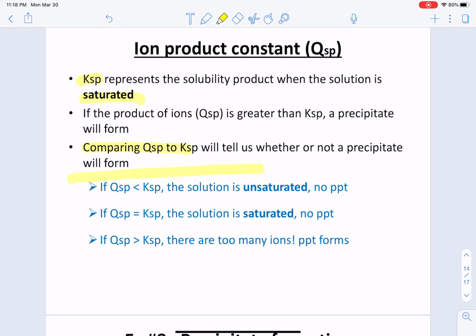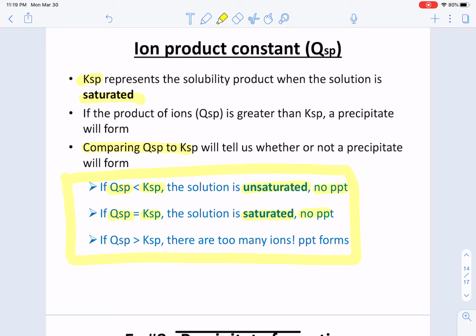If I were you, I'd probably take this information here, pause the video, and jot this down into my notes. So if we have the second bullet point here, if QSP and KSP are the same, our solution is already at equilibrium, it is saturated, no precipitate is going to form. If QSP, the calculated value of QSP, is less than the given KSP value, the solution is still unsaturated, so more ions could dissolve, therefore no precipitate would form with either of these first two examples.